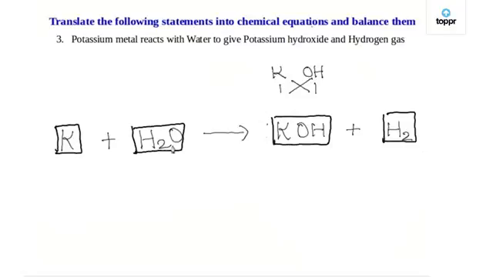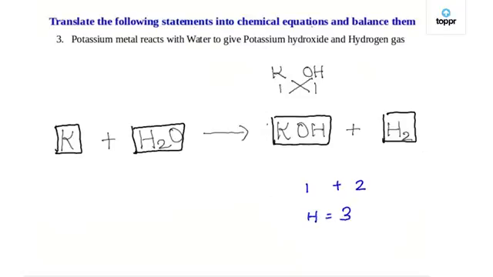Hydrogen is 2 on the left hand side of the equation, but on the right hand side it is 1 hydrogen here and 2 hydrogens here. Total hydrogen on the right hand side is 3. What do we do in such cases?